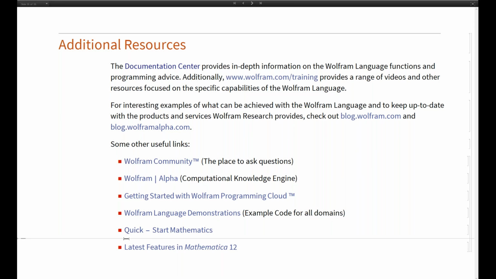If, like some of my colleagues, you are more interested in the latest and greatest methods and capabilities, I'd take a look at our latest features section. In this case, I've provided you the link to the latest features in Mathematica 12. You'll find that in not too long a time, there will be a latest features in Mathematica 12.1 as well when that release occurs. So that's my additional resources you may want to take a look at.